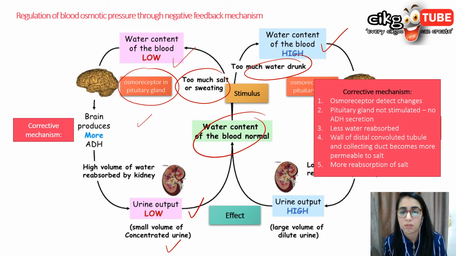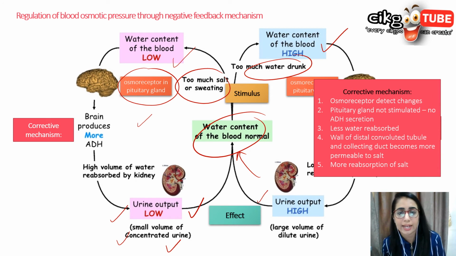That means it has a large volume of dilute urine. Okay, dilute urine. So the water content can now go back to normal. So if you have a lack of water in your body, then your urine output will be low and concentrated. If you drink too much water, then your urine output will be high and dilute.